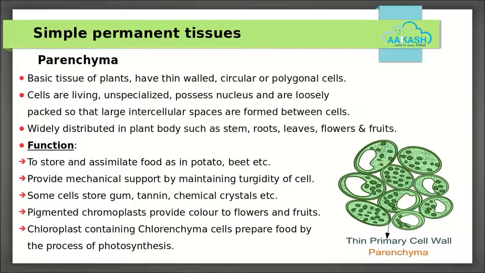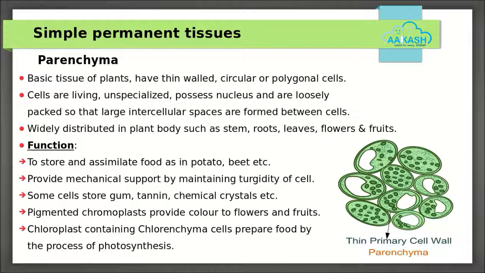Simple permanent tissues. Parenchyma. Parenchyma cells are the fundamental and basic tissue of plants. They have thin-walled, circular or polygonal cells. These cells are living, unspecialized, possess nucleus and are loosely packed so that large intercellular spaces are formed between cells. They are widely distributed in plant bodies such as stem, roots, leaves, fruits and flowers.